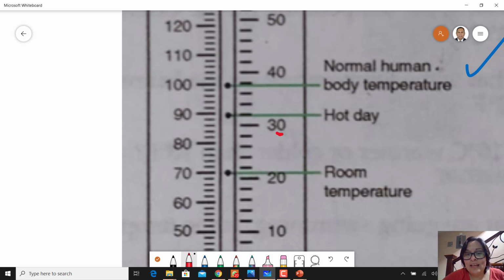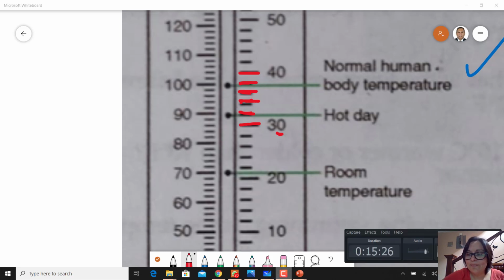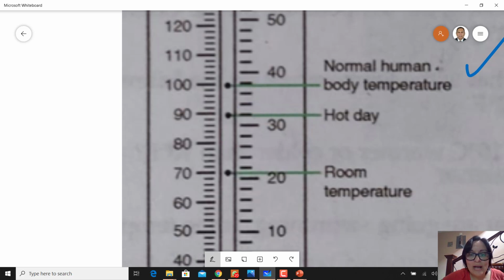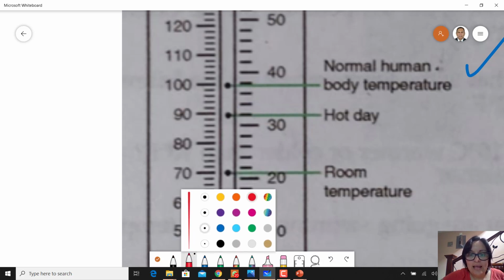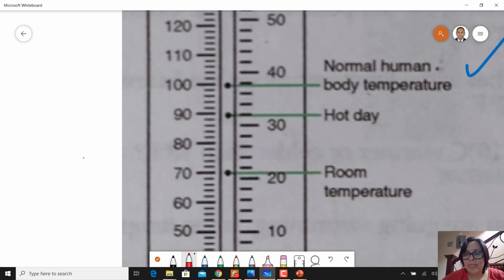So I told you that each line of these represents 2 degrees. Why? Because in here we have 30, 32, 34, 36, 38, and 40. Okay? We are counting 2 by 2. So knowing that, let's look at the normal human body temperature in Celsius degrees.